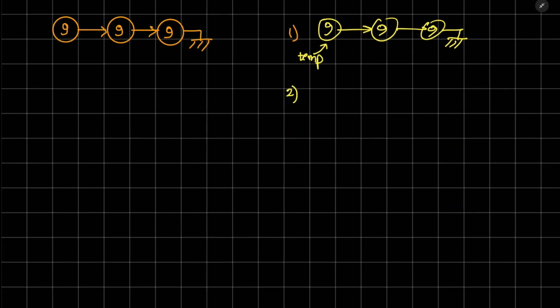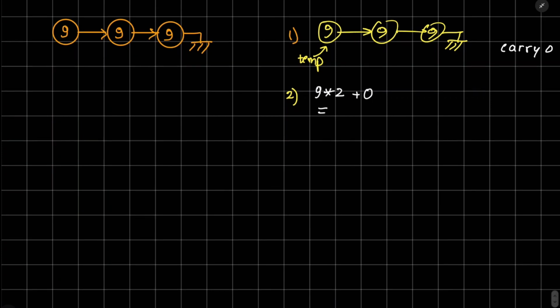So first of all, we'll multiply this number by 2 and add carry to it. Initially our carry is 0. Now we will multiply this by 2. We will get 18, 9 multiplied by 2 plus our carry, that would be 0. So this will give us 18. Now this is greater than 9. So what we'll do is we will update our carry to 1 and subtract 10 from it, that would give us 8, and update this value to 8.